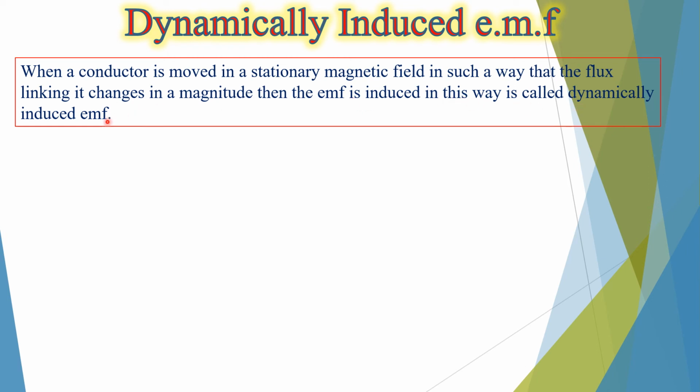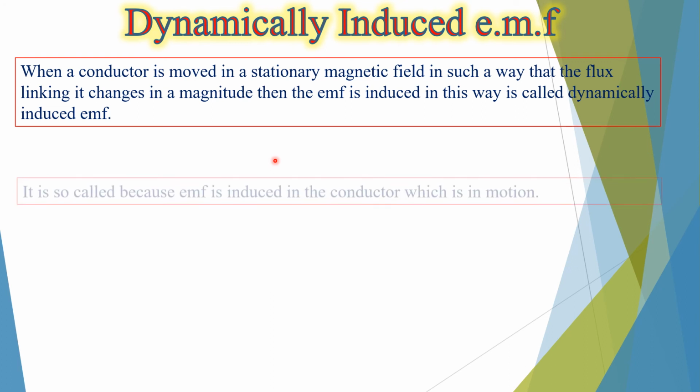It is called dynamically induced EMF because magnetic field is stationary but conductor is moving. So due to the movement of conductor, the magnetic flux linking the conductor is changing. This type of induced EMF is known as dynamically induced EMF because in this type the conductor is moving.